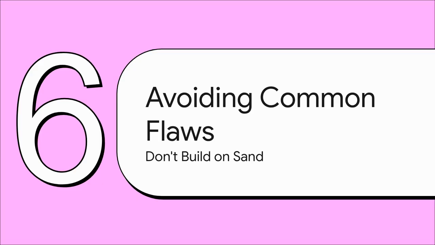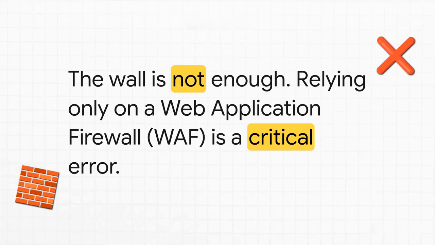Okay, we've built a pretty impressive fortress. But even the strongest walls can crumble if they're built on a shaky foundation. So let's do a quick lightning round. 4 common design flaws that you have to avoid at all costs. First up, the wall is not enough. Seriously, if you think just putting up a WAF is going to solve all your security problems, you're in for a rude awakening. It's a great first step, but it is not a complete solution.